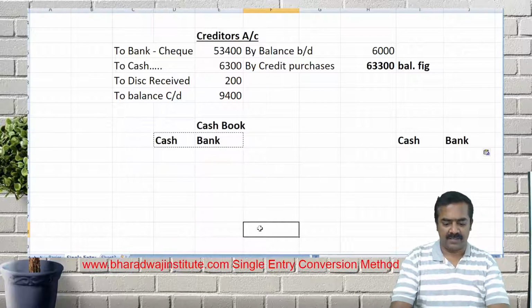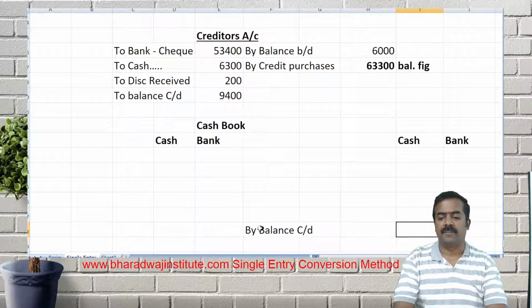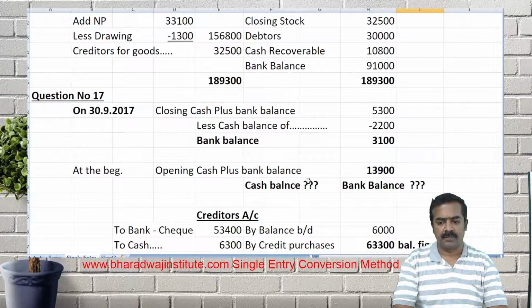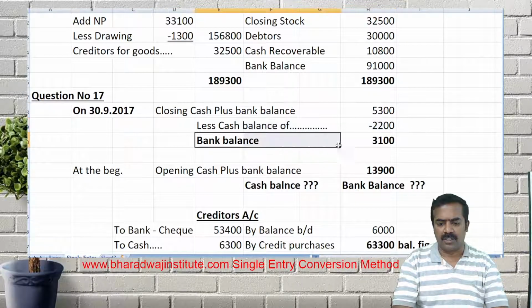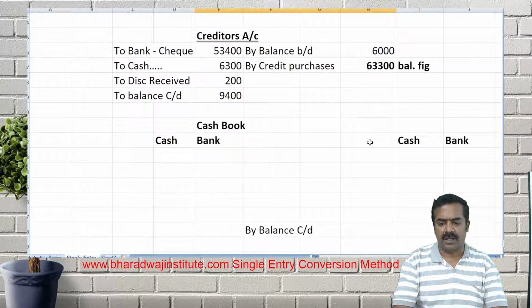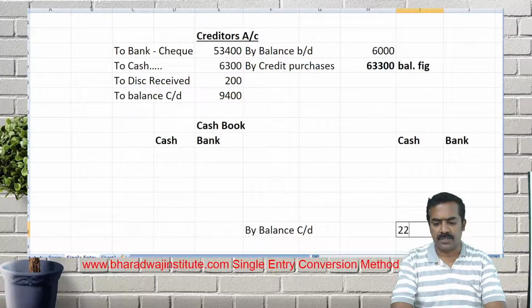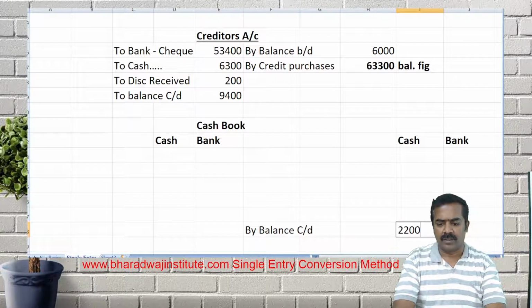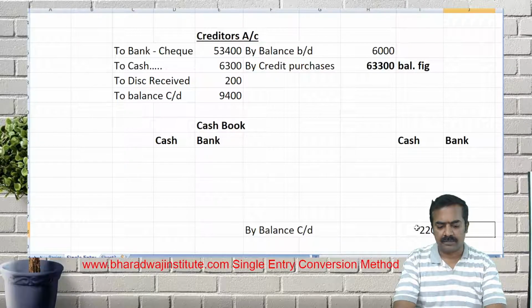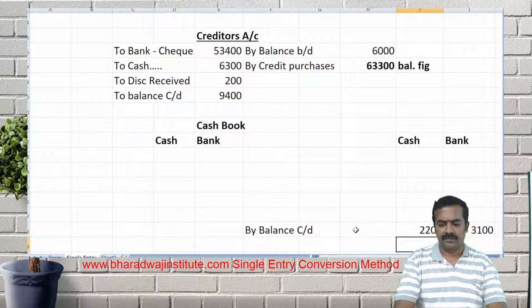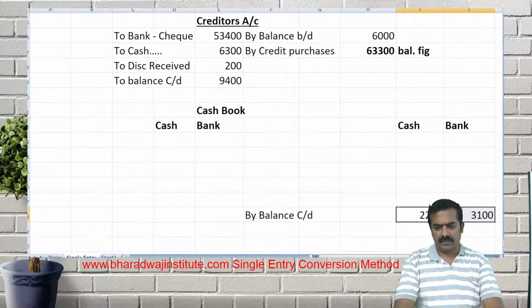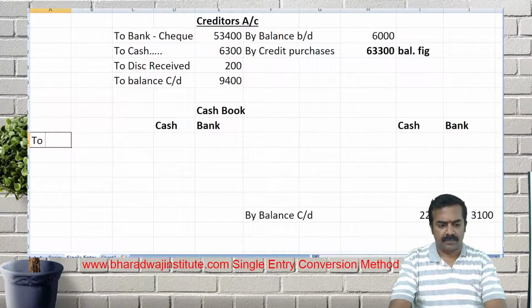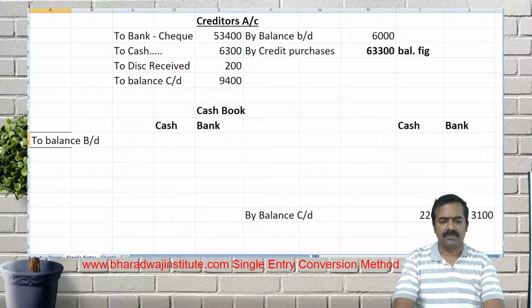You cannot assume no profit or loss. So closing balance. We bifurcated already. Balance carry down. Closing balance already bifurcate பண்ணி இப்பதான் எழுதணும். How much? Out of 5,300, 2,000, cash balance 2,200. Now bank balance is what? 3,100. Cash balance how much? 2,200. Bank balance 3,100. Then two balances brought down now.